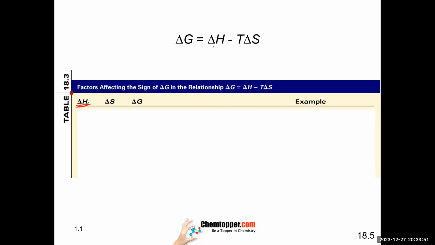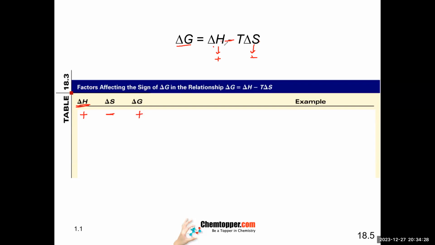If delta H is positive and delta S is negative, what will be the sign of delta G? This is positive and this is negative. What will be the sign of delta G? See, I've given you some positive value of this, some negative value of this. This negative and this negative will make the answer positive. So delta G will be positive.